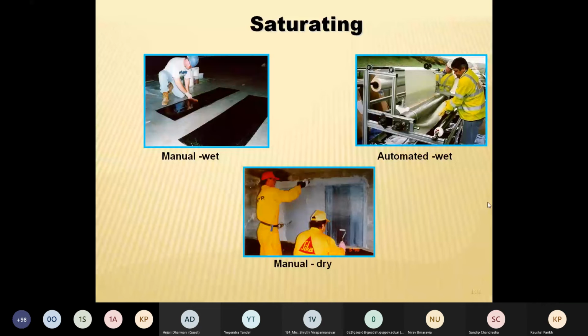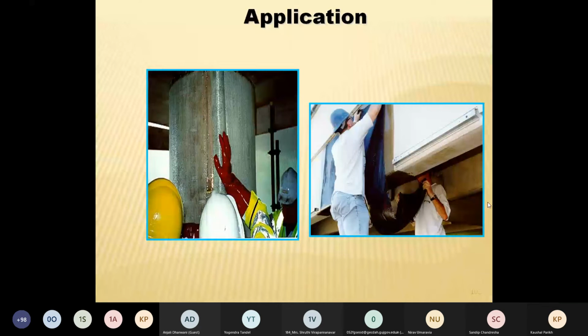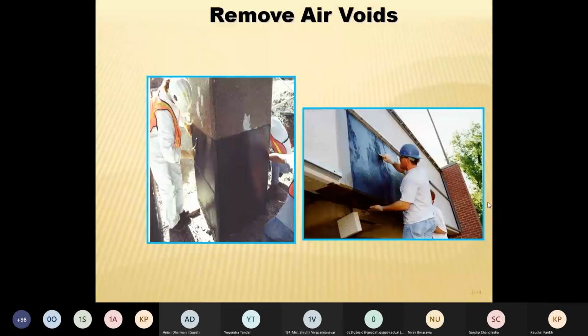Application of FRP on different components. The first image shows glass, as the color itself shows, glass fibers are involved in the GFRP, and the black color shows it is CFRP. It is also the same application. Removal of the voids can be carried out.